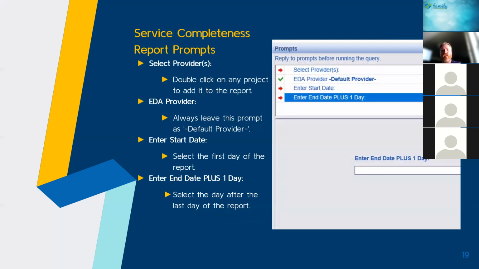For services, the prompts again are basically the same, so I won't really spend too much time on this. The key is that we do not have the include services in the report field because all we're pulling are services. Otherwise the same, select your providers, leave EDA provider as default, start date, end date plus 1 day.